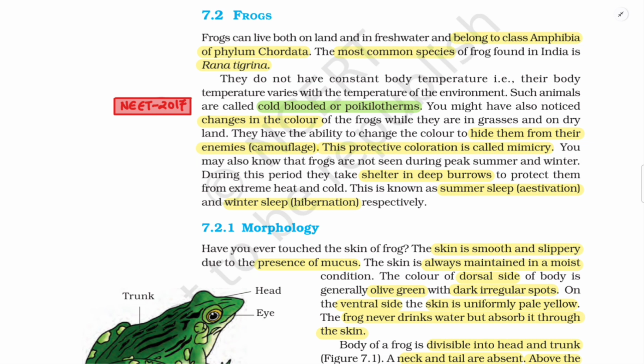7.2.1 Morphology. Have you ever touched the skin of a frog? The skin is smooth and slippery due to the presence of mucus. The skin is always maintained in a moist condition. The color of dorsal side of the body is generally olive green with dark irregular spots. On the ventral side, the skin is uniformly pale yellow. The frog never drinks water but absorbs it through the skin.